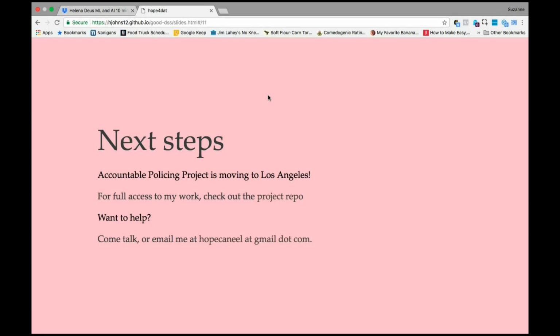So, to finish out, this project is moving to Los Angeles for a number of reasons. I'm not physically moving there, but the focus is shifting from New York City to Los Angeles. So that's sort of exciting. Awesome. Congrats. Yep. And if you want to look at the rest of the work, you can look at the repo. This is online and accessible. If you want to help, please let me know. I would love any and all help.